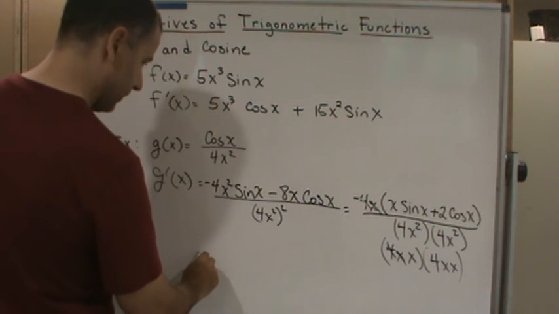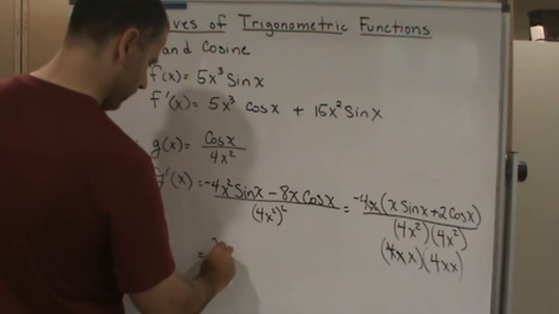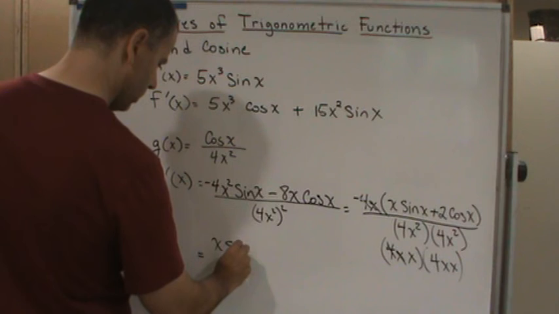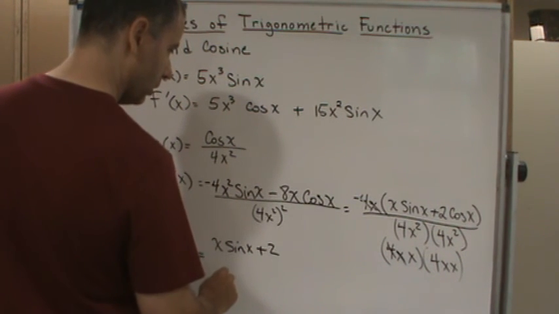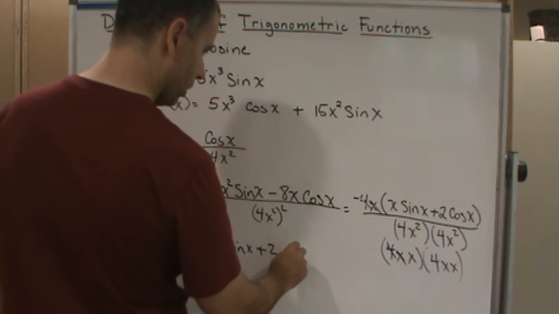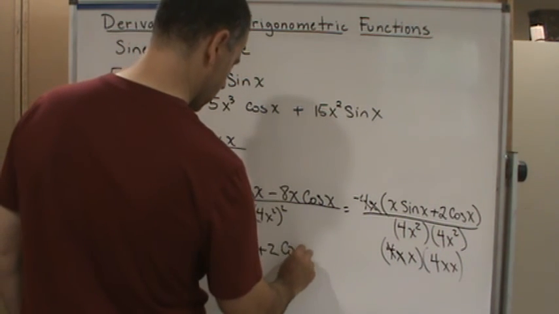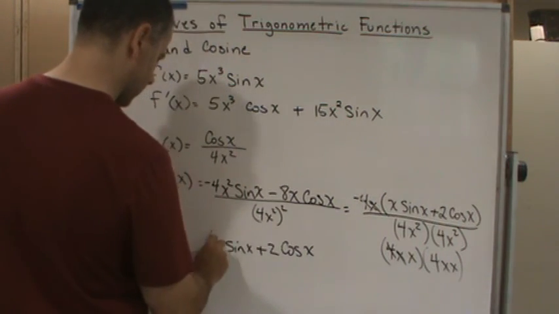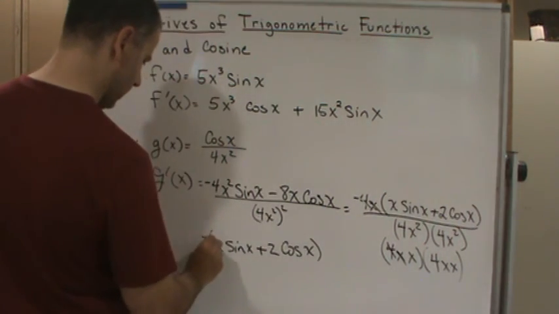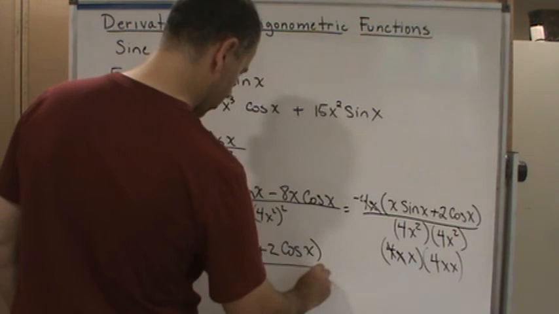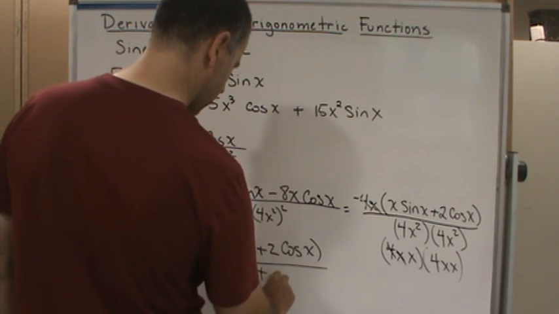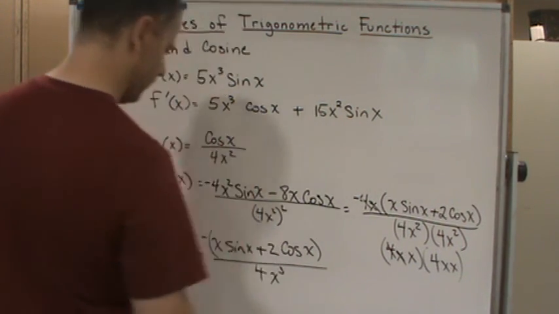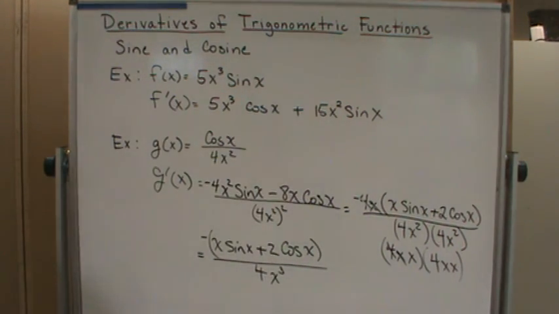So we can write this as negative x sine x plus 2 cosine x over 4x cubed. And that's it.